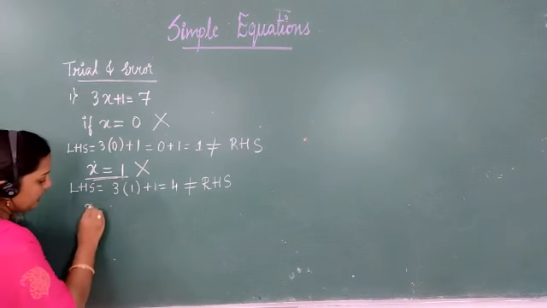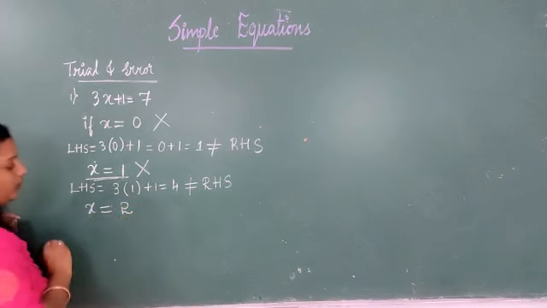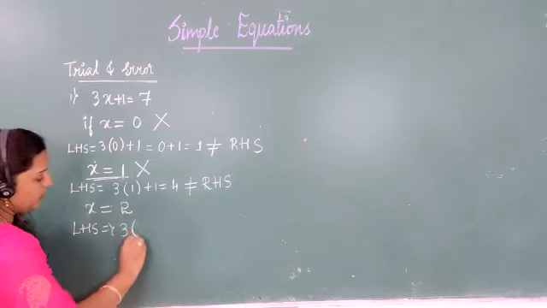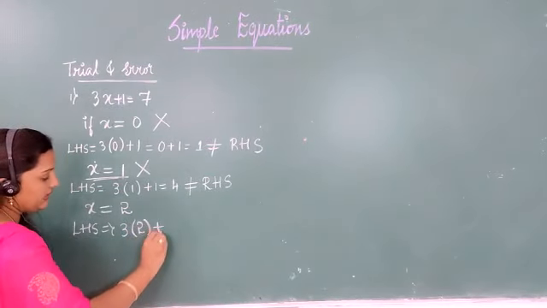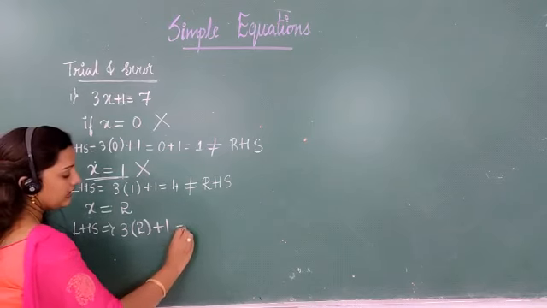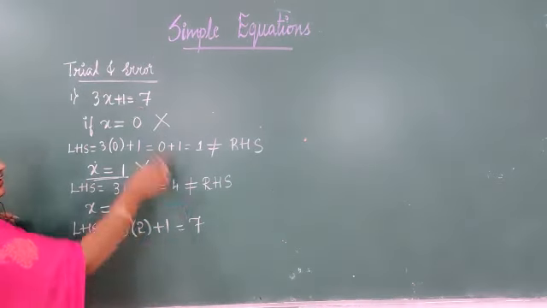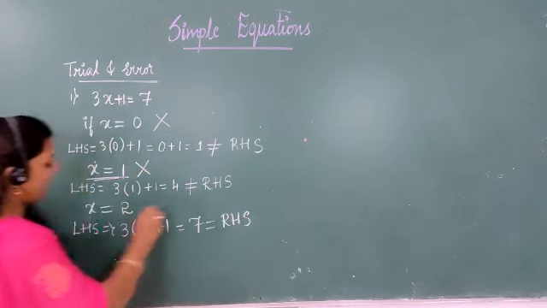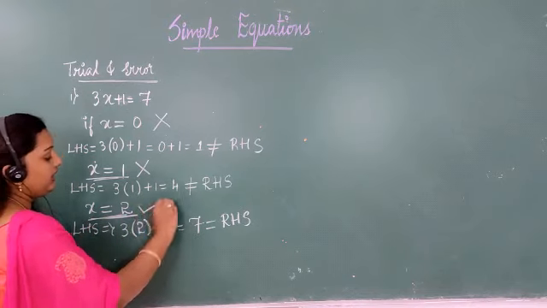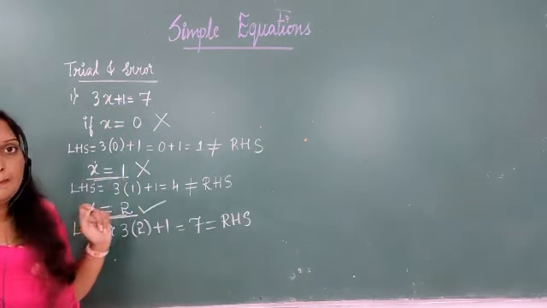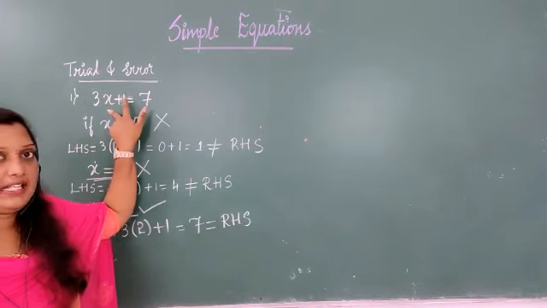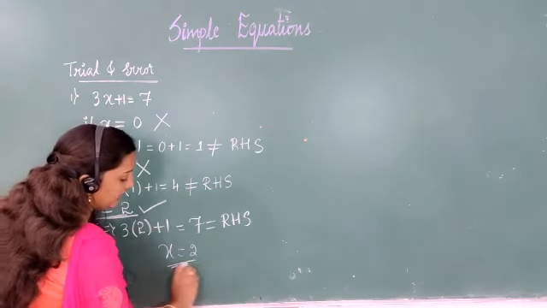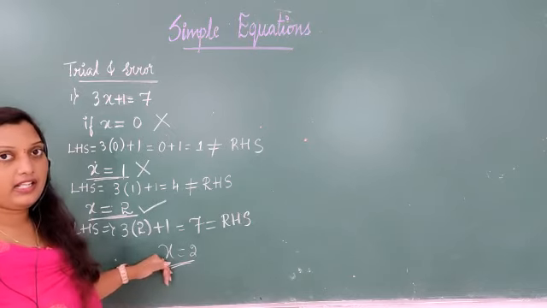I will check for x is equals to 2. Okay. Now LHS is equals to 3 into, in place of x you have to write 2 plus 1. 3 2s are 6. 6 plus 1, 7. So 7 is equals to 7. So which is equal to RHS. So if I take x is equals to 2, then the equation will be equal on both the sides, or the equation will be balanced, right? So x is equals to 2 is the solution of the equation. This is how you do the trial and error method.